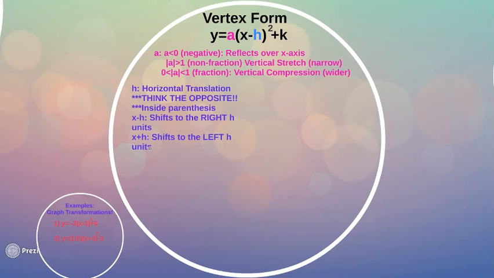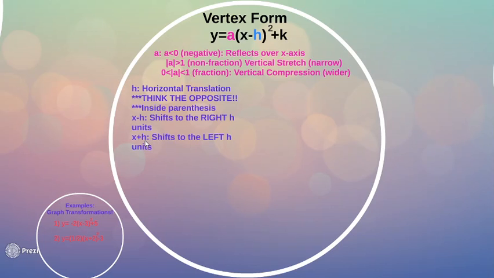Okay, and if you have x plus h, I know you're going to tell me that it goes right, because when we think x plus a number, we think about a positive direction, which is to the right. But with the h value, you have to think the opposite. So when you have x plus 8, it will shift to the left, okay?